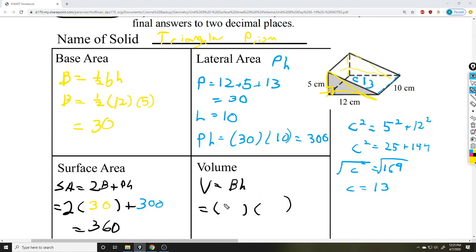Area of the base we know is 30. The height is our distance that connects the two bases together, which is 10. Oh wait, we're not done yet because we didn't put labels in our answers. This is going to be centimeters squared because it's an area. And this is going to be in centimeters cubed for a volume.